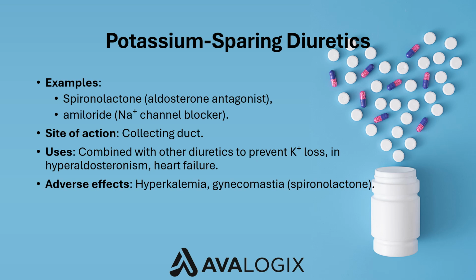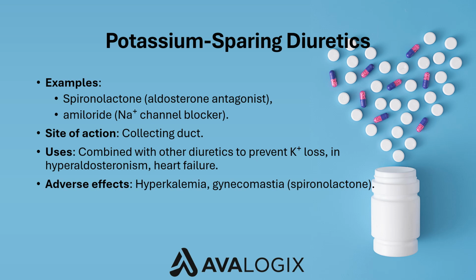They are particularly valuable in conditions with excess aldosterone, such as primary hyperaldosteronism, and in heart failure with reduced ejection fraction, where aldosterone contributes to cardiac remodeling. Epithelial sodium channel blockers like amiloride act directly on sodium channels in the collecting duct, reducing sodium reabsorption and potassium loss. They are weaker as diuretics, but are often used in combination with thiazides to counteract hypokalemia.